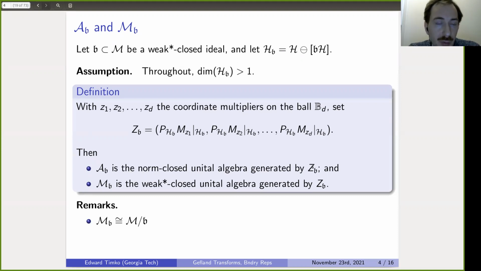A few remarks. One is that you can, as I said, think of M_B as being a quotient algebra like this, where this identification is up to a complete isometric isomorphism, and I think weak star homeomorphism.